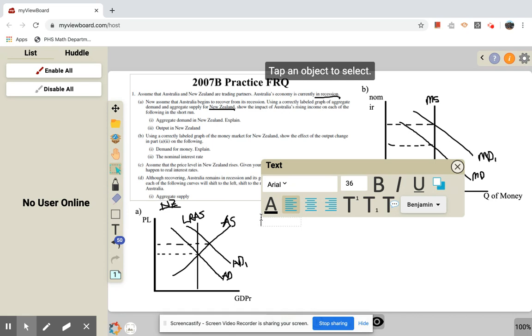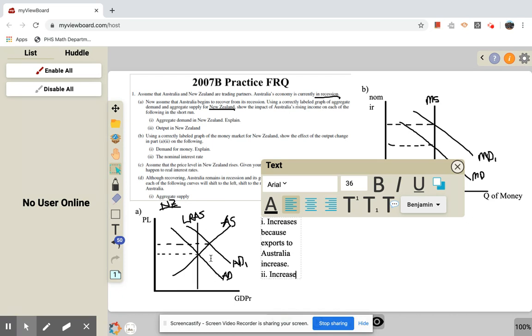And then you also have to explain. Okay, you'd say AD increases because exports to Australia increase. All right. And then in part two, it asks what happens to the output. Well, you guys can see here, here's our full employment output. AD shifts to the right. So output, of course, increases.